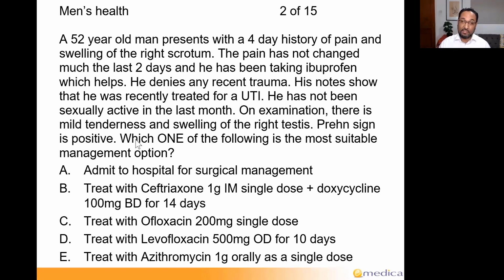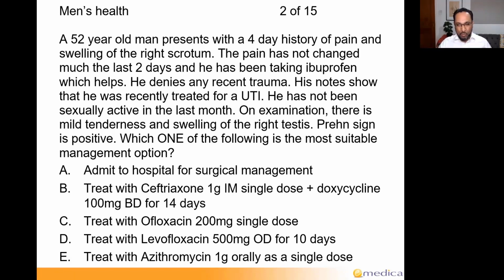All right, now this is an example of two things. So one is what I call a two-step question, i.e. the mark is for management, right? But the first step to work out the management is to work out what's the likely diagnosis. And actually, you could have a different question with a similar scenario just like this, but instead of asking what's the most suitable management, it might say what's the most likely diagnosis, or what's the single most likely diagnosis. So let's do that.